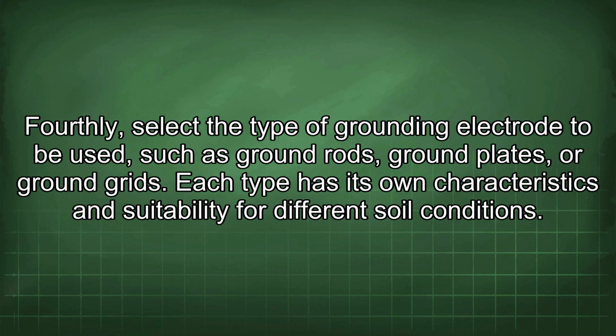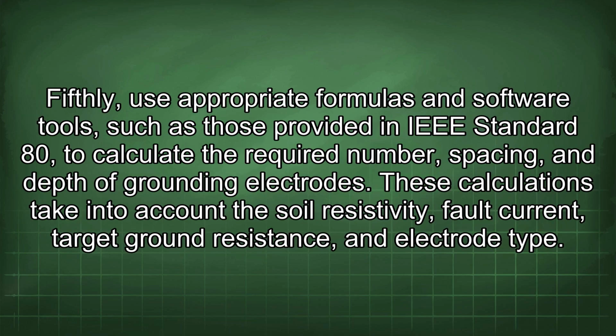Fourthly, select the type of grounding electrode to be used, such as ground rods, ground plates, or ground grids. Each type has its own characteristics and suitability for different soil conditions. Fifthly, use appropriate formulas and software tools, such as those provided in IEEE Standard 80, to calculate the required number, spacing, and depth of grounding electrodes. These calculations take into account the soil resistivity, fault current, target ground resistance, and electrode type.